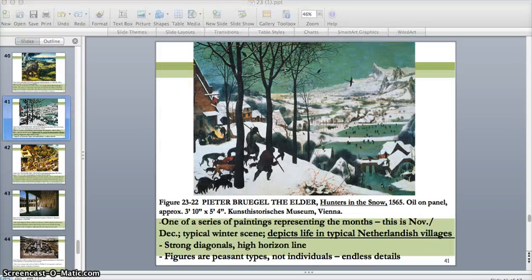We also talked about Hunters in the Snow, done in 1565 by Pieter Bruegel the Elder. How is this different from the other paintings we've looked at? How does the artist use line in his work? And not to get off topic, but what other artist is known for his use of line?